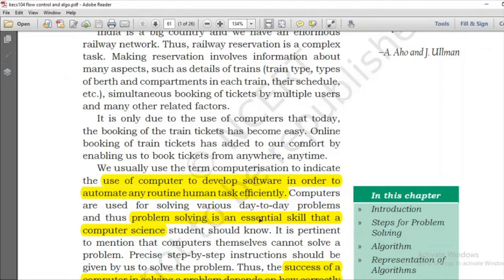Computers are used for solving various day-to-day problems. For example, in the lockdown situation, in the initial days we were not able to go outside and buy our groceries and necessary items. So there were certain apps which delivered those things to us, and we have seen many more such examples in the current lockdown. For example, education or schooling is going online. So the computer is solving our day-to-day problems. Thus, problem solving is an essential skill that a computer science student should know.